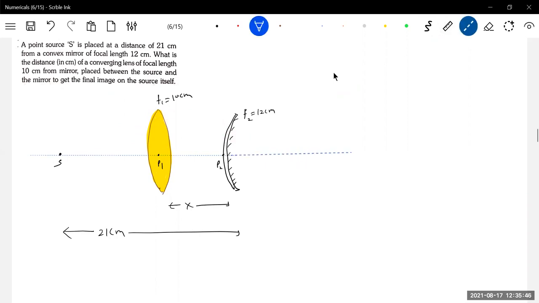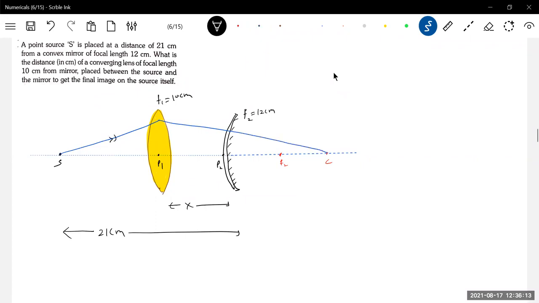Where will the center of curvature of the convex mirror be? It will be on the right side. This will be the focal length, this will be the center of curvature. Do we know that center of curvature position? Yes, it is. This will be the focus. So what is the basic necessary condition? After refraction, if the rays are reflected, they retrace the path. I think this is one basic necessary condition.